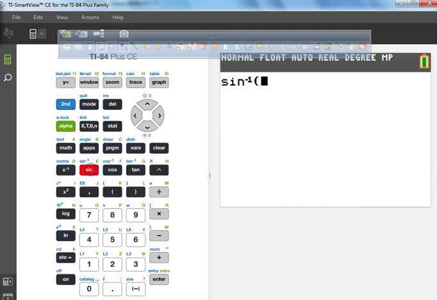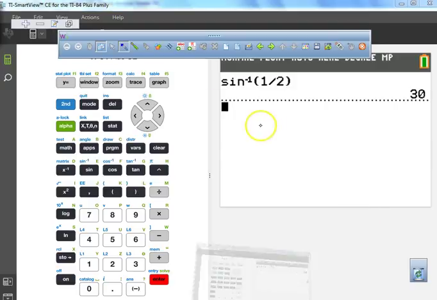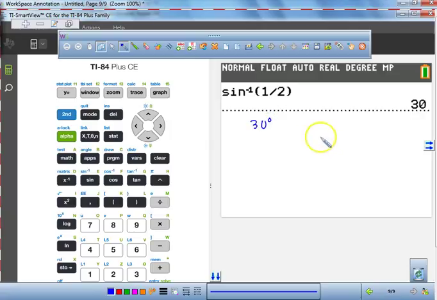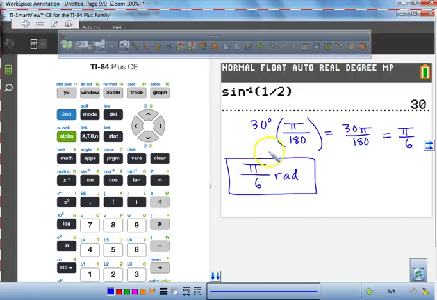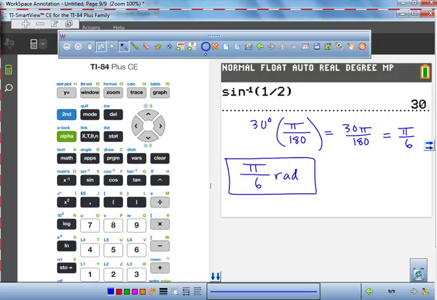And I hit second sine, and I type in 1/2. That's 30 degrees. Now, if that's 30 degrees, what is 30 degrees in radians? What am I going to have to do? Take that and multiply it by pi over 180, which gets you 30 pi over 180, which reduces to pi over 6. One of your answers, everybody, is pi over 6 radians. Because when I solve for 30 degrees, all I do is change it to radians. That's going to give me one of my answers.